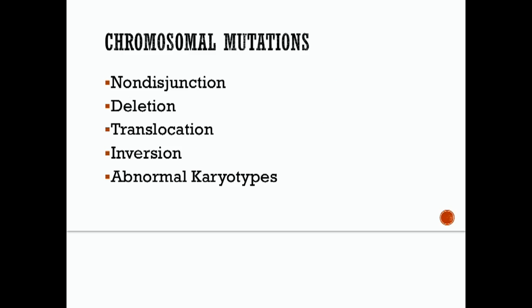Many diseases can be caused by chromosomal mutations. Now we're looking at the chromosome and the mutations within that. We've got something called non-disjunction, deletion, translocation, inversion, and abnormal karyotypes. Let's take a closer look at each one of those.